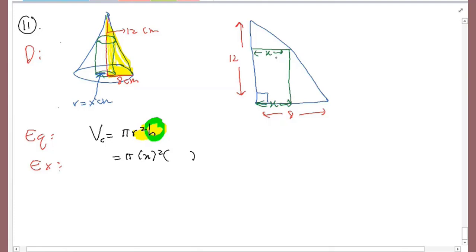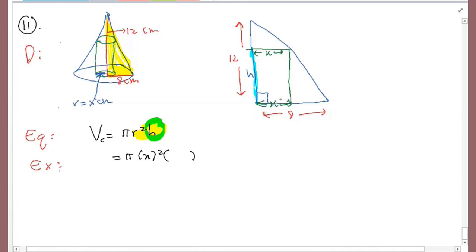Straight radius x. Okay. So now we need to find h of the cylinder. Not h of the cone, the cone is 12, confirmed. H of the cylinder. Because only the cylinder has the variables x and h that change. The cone is fixed, 12 by 8. So we look at the ratio.